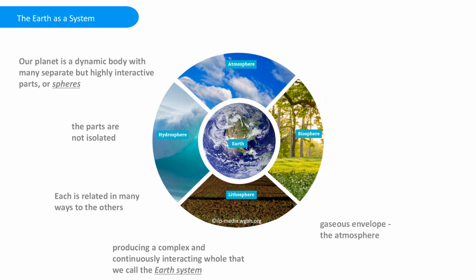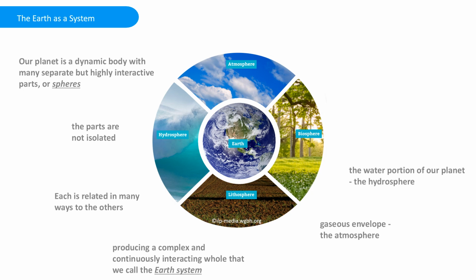And the first sphere that we know is the atmosphere, which is the gaseous envelope. This is a life-giving gaseous envelope because if, like the moon, the Earth had no atmosphere, our planet would not only be lifeless, but many of the processes and interactions that make the surface such a dynamic place could not operate. And that's why it's called the life-giving gaseous envelope.